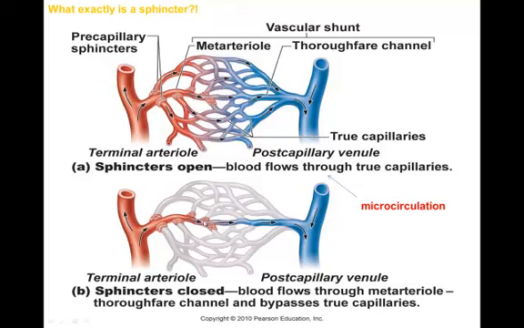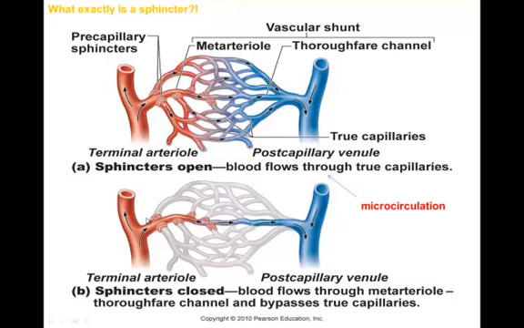This little line here is called the metarteriole thoroughfare channel. So this region here is more like an arteriole. This region here is more like a venule. So we call it the metarteriole thoroughfare channel. And these little white things up here are capillaries, and these little white things down here are capillaries. If the sphincters are open, the blood will flow through the capillary bed and gas exchange will occur. And then the blood will flow out the other side and through the venule.